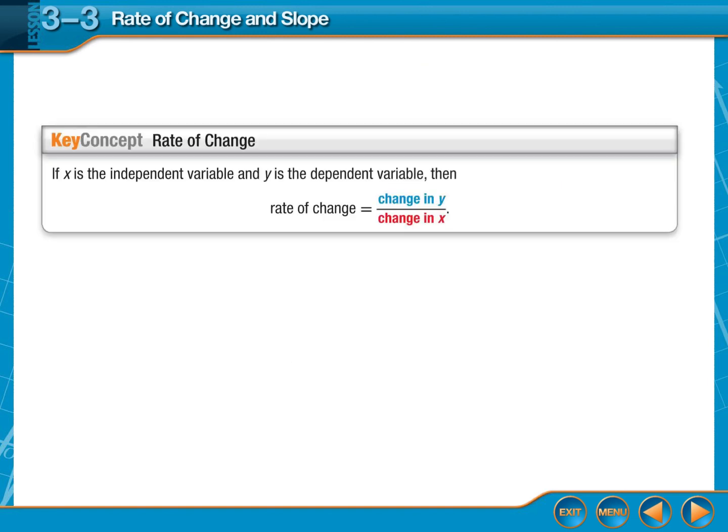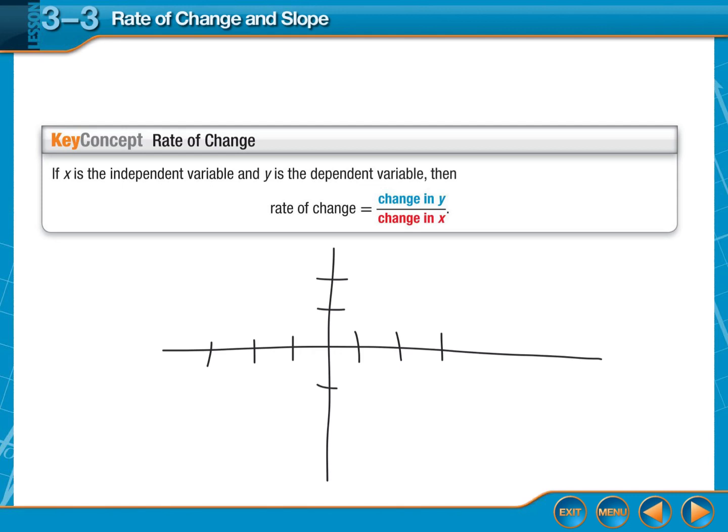All right, I'm going to move on here. I want you to draw yourself a little graph, on that next slide. Like 3 tick marks going each way. I'm going to start my 1 point here.